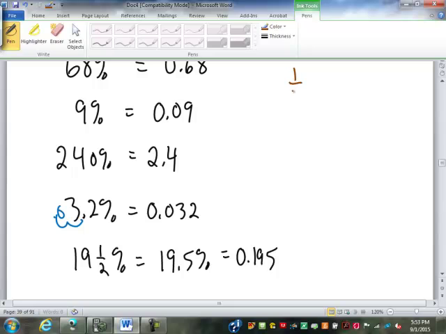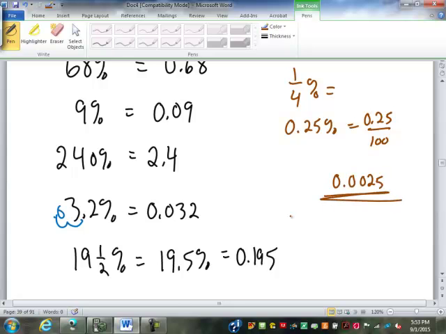Here's the one I always get people on. Convert that to a decimal. Perfect. Most people want to jump at 0.25, but that would still be 0.25%. To change it into a decimal, it's 0.25 over 100, or 0.0025 as a decimal.